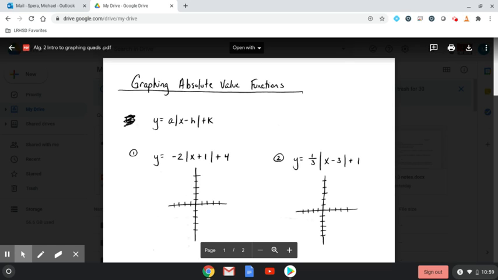Hey guys, so like I said in class, where we're going next is we have to graph absolute value functions. It's kind of an intro into graphing quadratic functions. Okay, and the two forms, well, it's one form, but with two different types of functions that we're going to focus on today is something called vertex form.